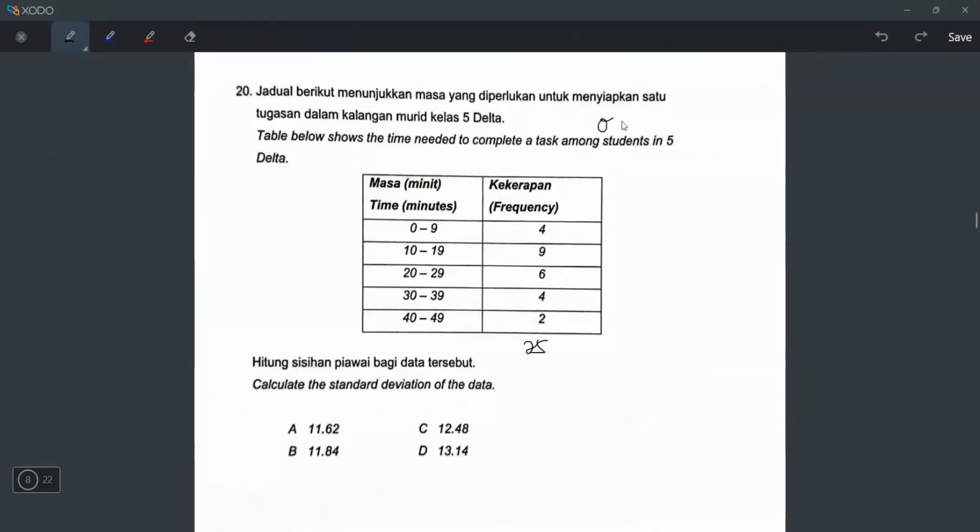Okay, you can rewind and listen to my explanation again for question 17. Okay, so the formula we will use is the sum of fx square, divided by n, minus the mean square. This is the formula that we will be using for this question.